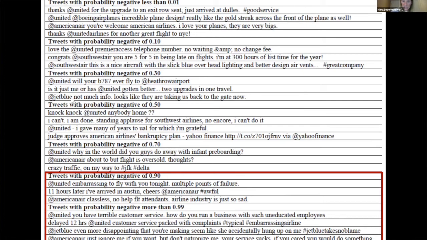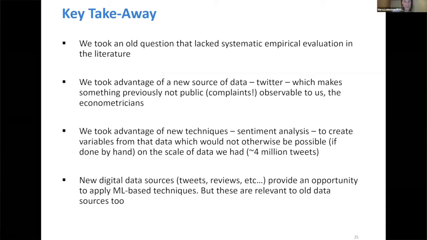And you can see it does not a bad job for the extremes. It doesn't do great in the middle, but the tweets that it predicts have a probability of being negative of 0.9 or above, you can see, at American Airlines: classless, no help flight attendants, airline industry is just so sad. At United: embarrassed to fly with you tonight, multiple points of failure. So I'm not even telling you what our findings are. You can go read the paper if you want.